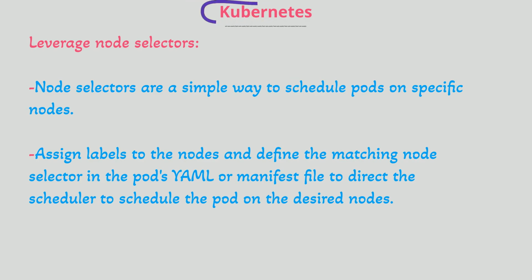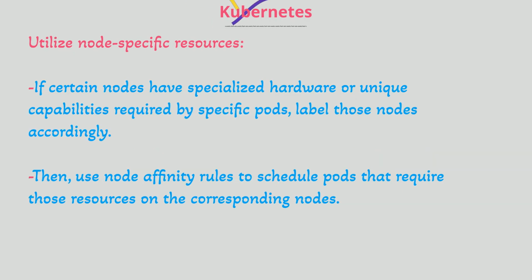Node selectors are a simple way to schedule pods on specific nodes. Assign labels to the nodes and define the matching node selector in the pod's YAML or manifest file to direct the scheduler to schedule the pod on the desired nodes. Utilize node-specific resources. If certain nodes have specialized hardware or unique capabilities required by specific pods, label those nodes accordingly. Then, use node affinity rules to schedule pods that require those resources on the corresponding nodes.